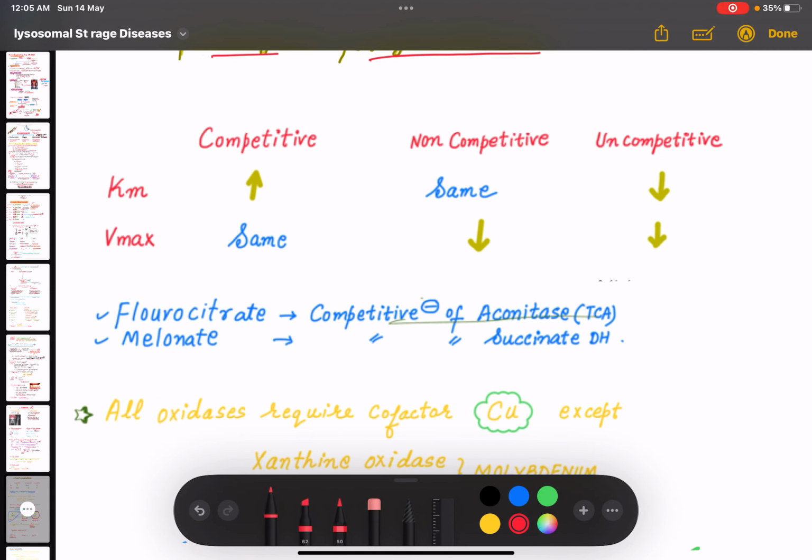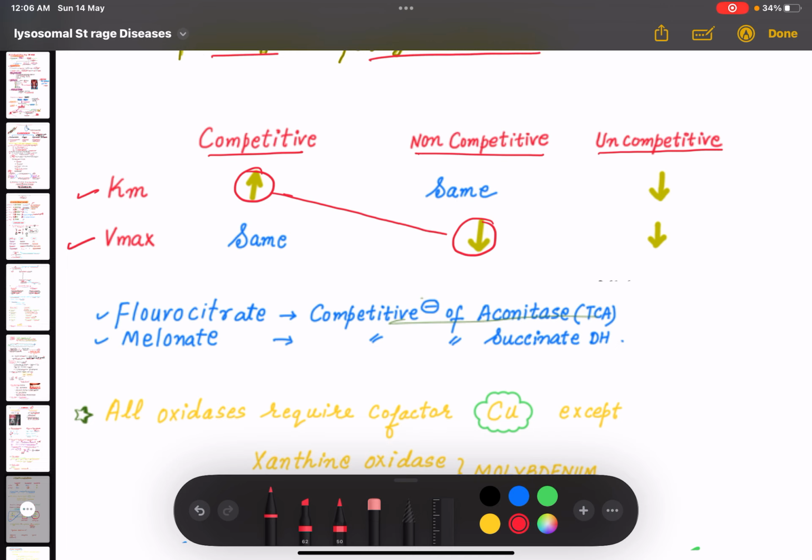Now let's see another important topic, that is inhibition. First one is competitive inhibition, non-competitive inhibition, uncompetitive inhibition. I don't want you to teach this detail, but I want you to remember the values of Km and Vmax. In competitive inhibition, you will see the Km is going to increase, and in non-competitive inhibition, Vmax is going to decrease.